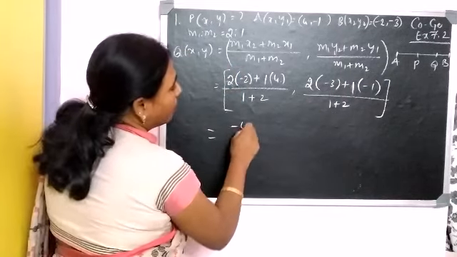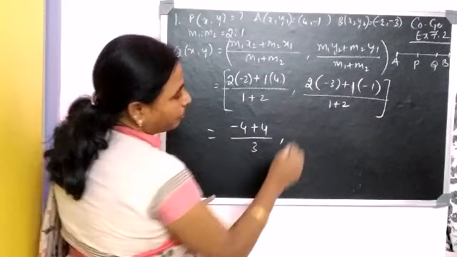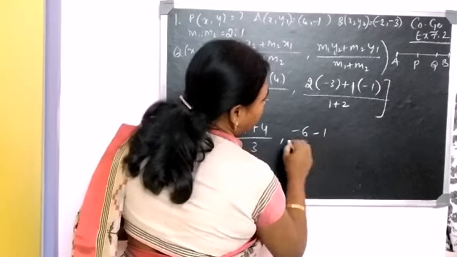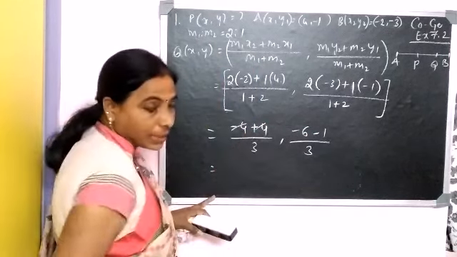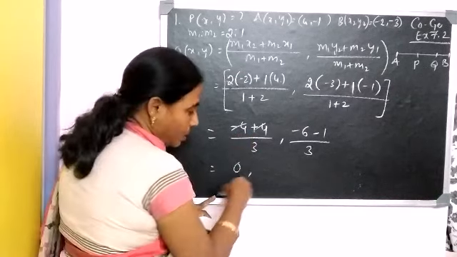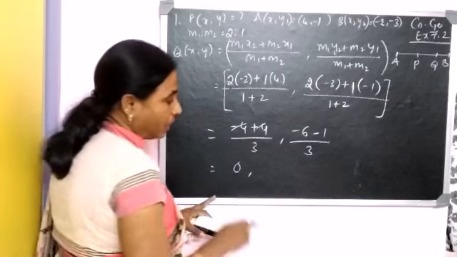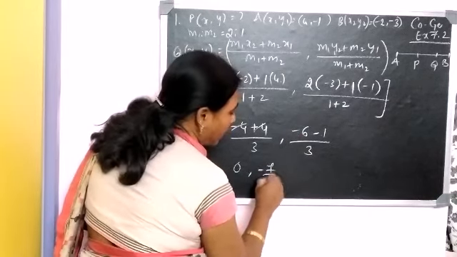That equals minus 4, and 4 ones are 4, by 3. 3 twos are 6, minus 1 by 3. 1 ones are 1. So these two get cancelled. That is 0, since 4 minus 4 is 0. 0 by 3 is 0 only. Therefore it is 0, and this is minus 7 by 3.